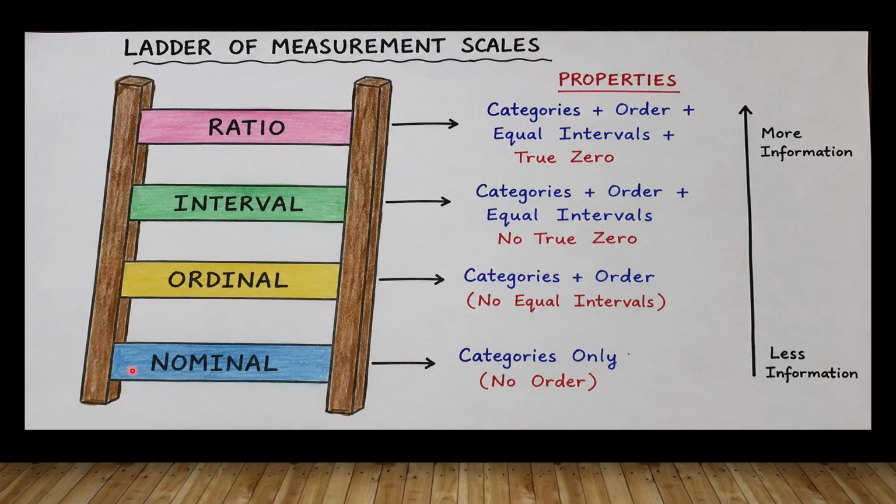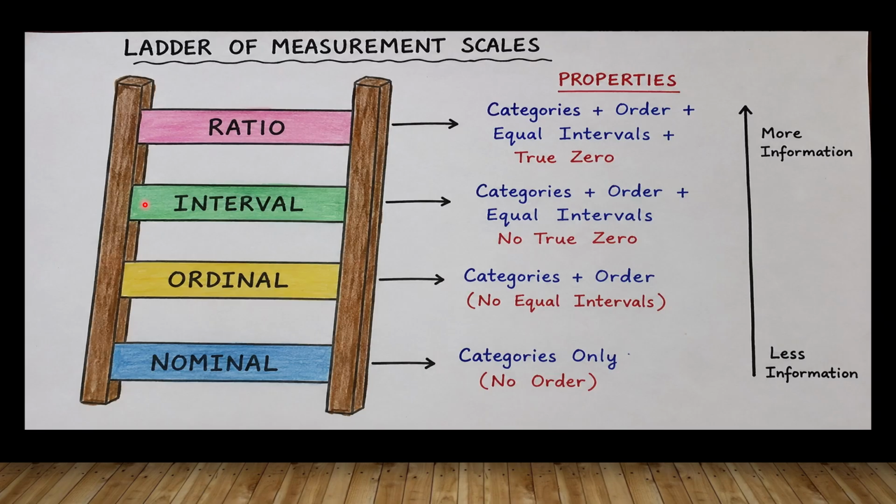Nominal scale. It is the first step where it classifies data into categories. There is no order or ranking, such as blood group of person, gender, etc. In ordinal scale, it classifies data and also provides a meaningful order or ranking. Example, satisfaction level, class rank, etc.